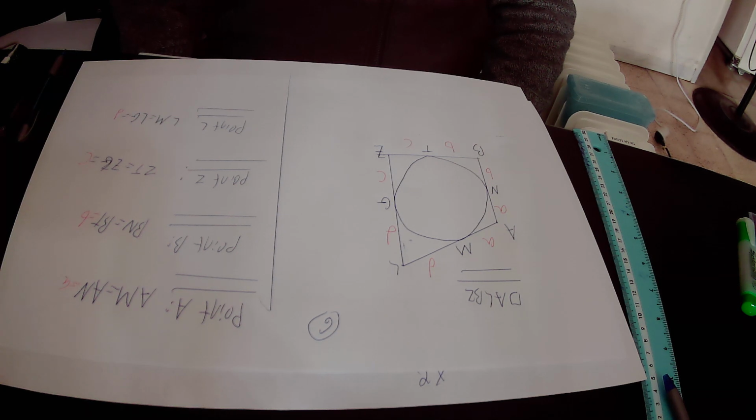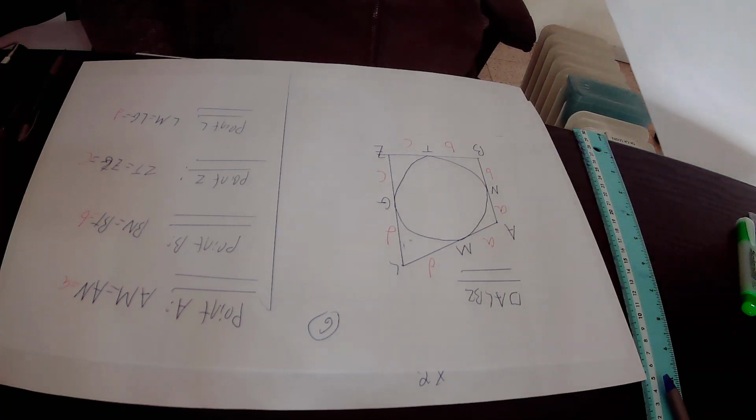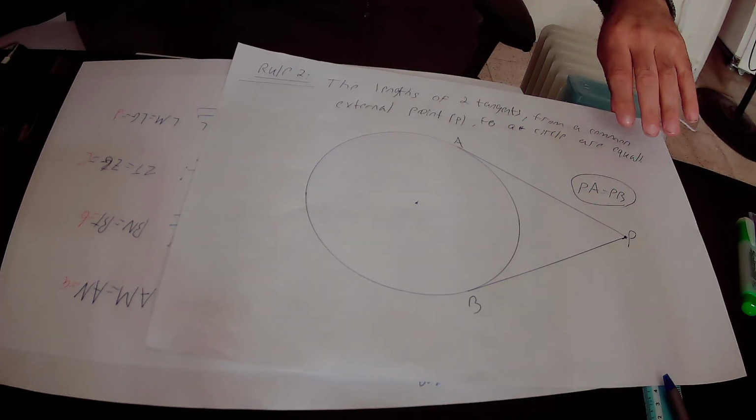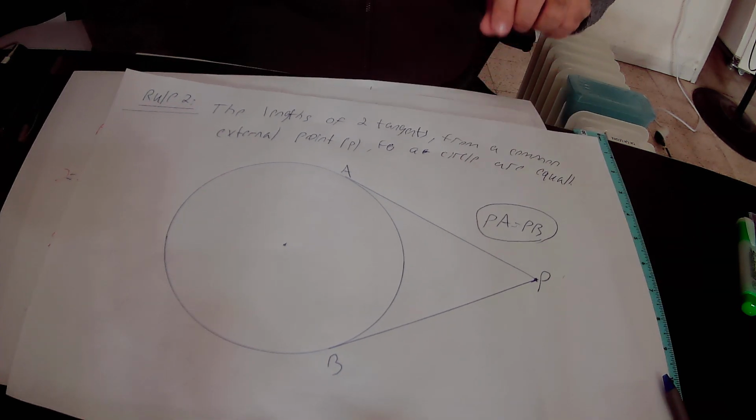Okay, and then we have rule number 2. I presented to you rule number 2, and we implemented rule number 2 in our drawing. According to rule number 2, the lengths of two tangents from a common external point to a circle are equal.